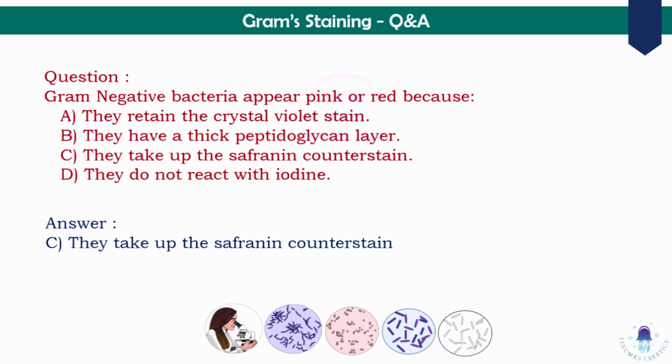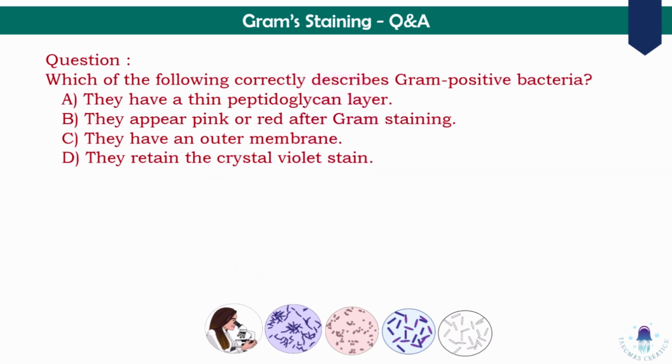Question: Which of the following correctly describes gram-positive bacteria? Option A. They have a thin peptidoglycan layer. B. They appear pink or red after gram staining. C. They have an outer membrane. D. They retain the crystal violet stain. Answer: D. They retain the crystal violet stain.